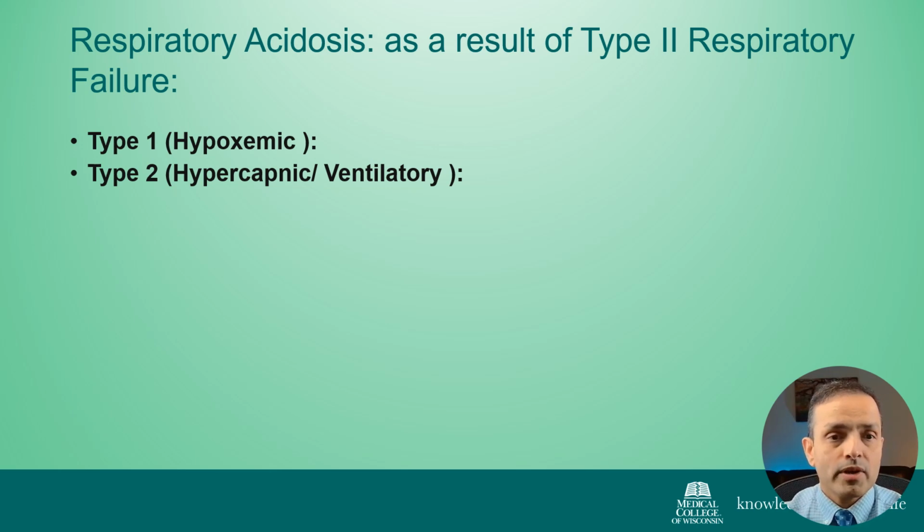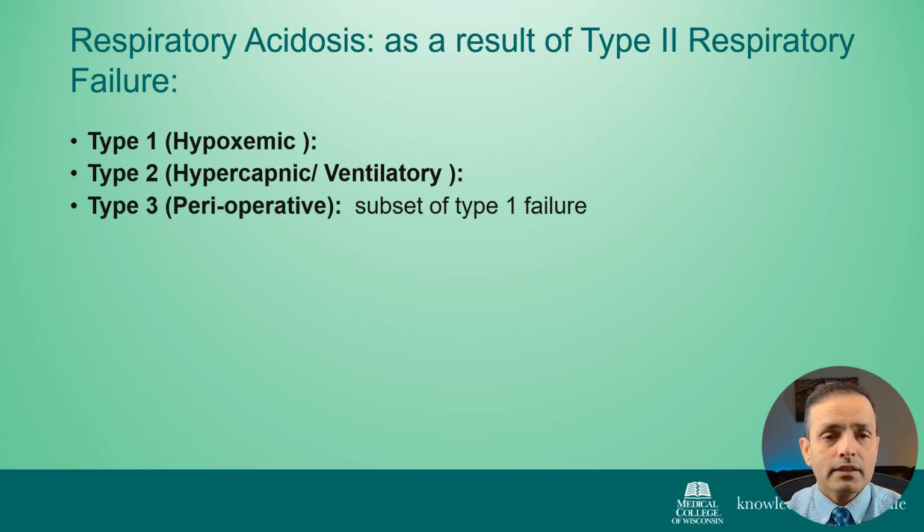On the other hand, type 2 respiratory failure happens when somebody is not awake enough. They are not maintaining their airway, and as soon as you put them on a ventilator, their type 2 respiratory failure is fixed right away. So it's very easy to correct type 2 respiratory failure. On the other hand, with type 1 respiratory failure, you need to treat the cause. Then type 3 is perioperative. It is a subset of type 1 failure. Type 4 you see with any kind of shock.